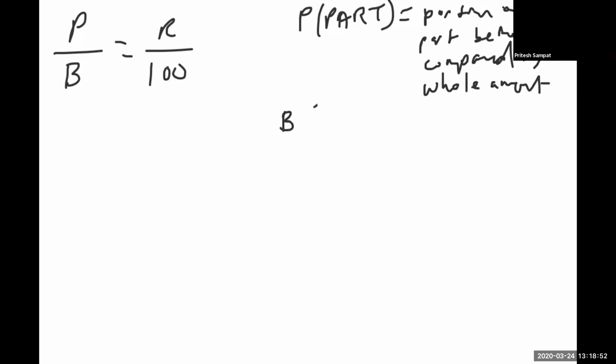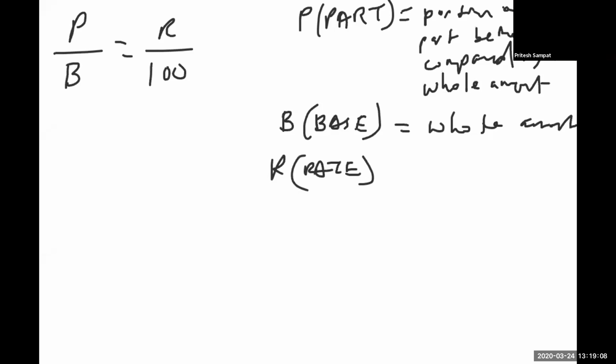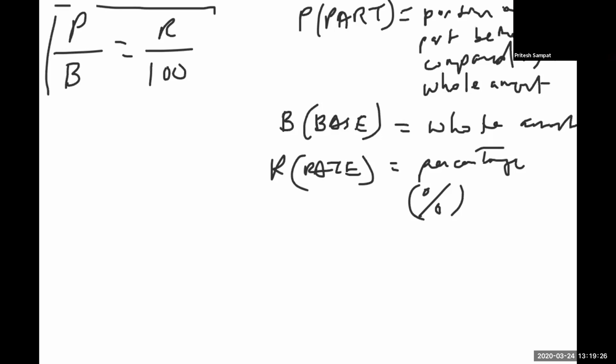Your base, that's the whole amount, and then the rate. That's going to be the percentage part of your equation. So anytime you see a number associated with a percent, that's going to get placed where rate is. And it's always going to be in this order. And we're going to be using cross product rule to find the missing value.